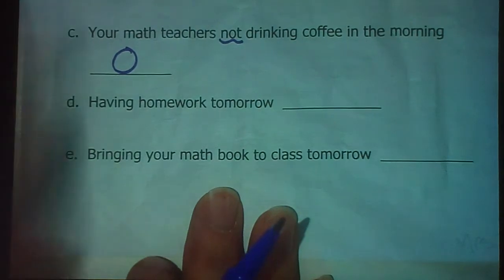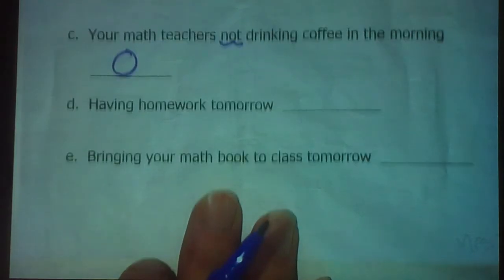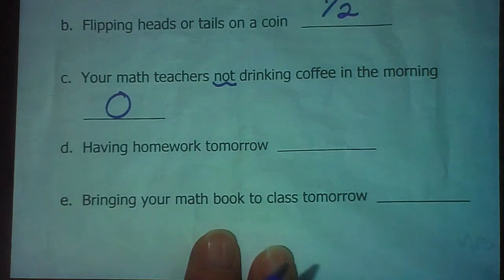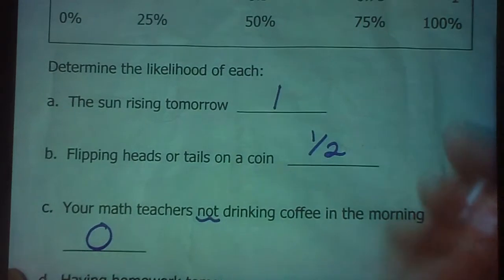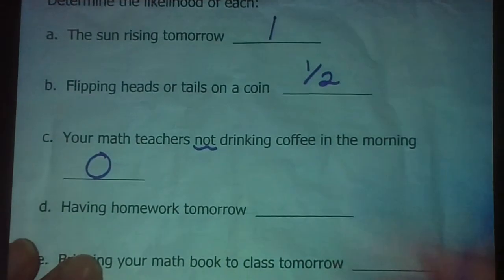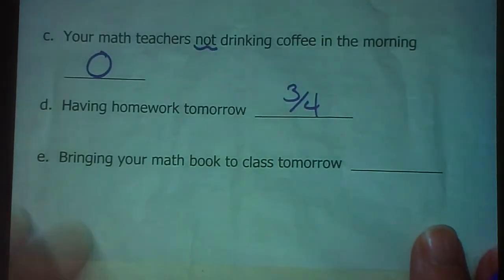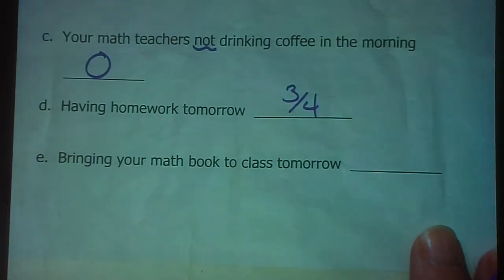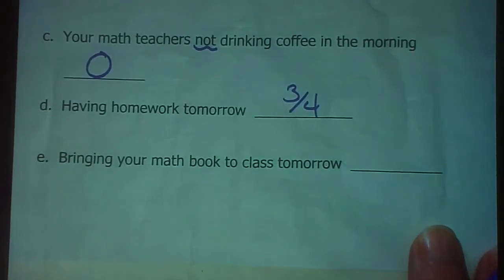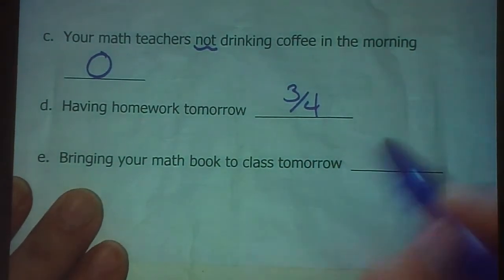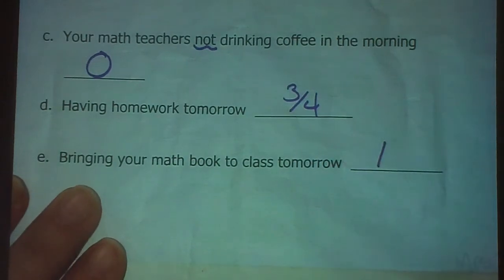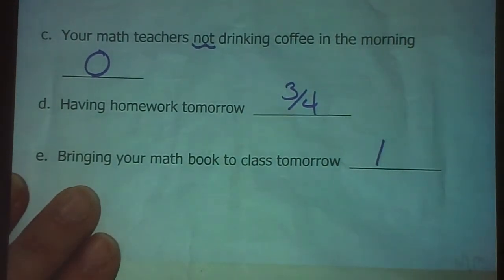What is the likelihood that you will have homework tomorrow? You're wishing it was 0. It's definitely not 100%. It's pretty likely. So we will use the 3/4 for that one. Pretty likely you'll have some homework tomorrow. What is the likelihood that you'll be asked to bring your math book to class tomorrow? 100%, definitely. What is the likelihood that you will? That's a little iffy. But let's be positive and say it's definitely 100% certain that you'll need it.